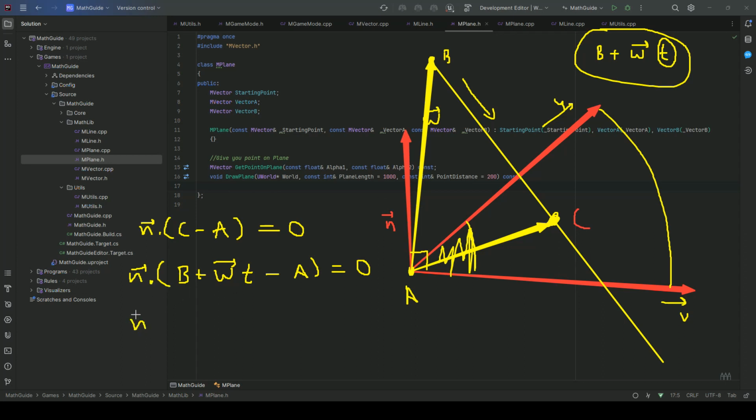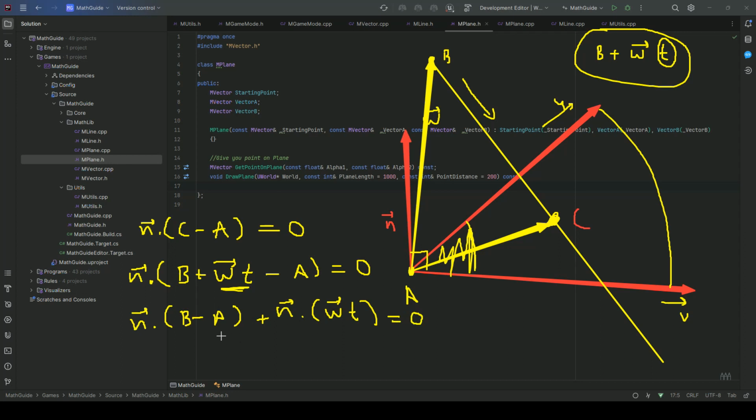So I will multiply the dot product. So n dot product with B minus A, plus, again we will do the dot product with W T. So n dot product with W T, right? Which will be equal to again 0.